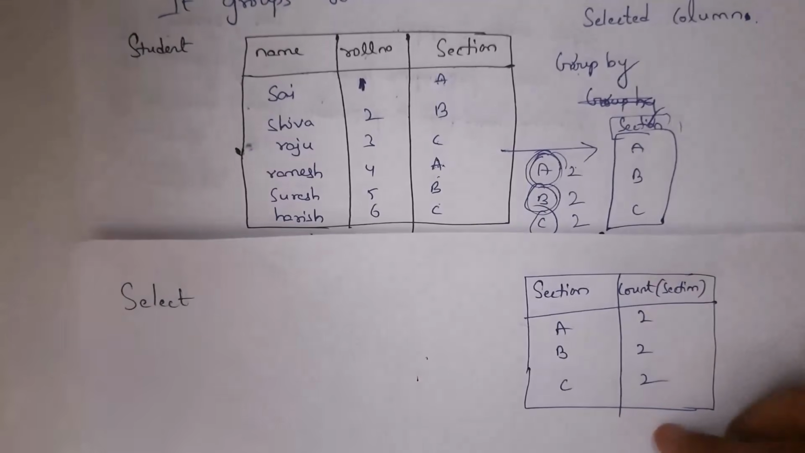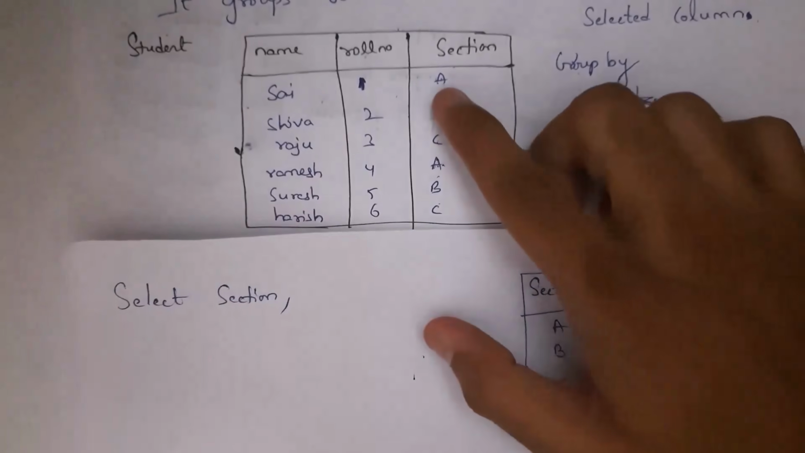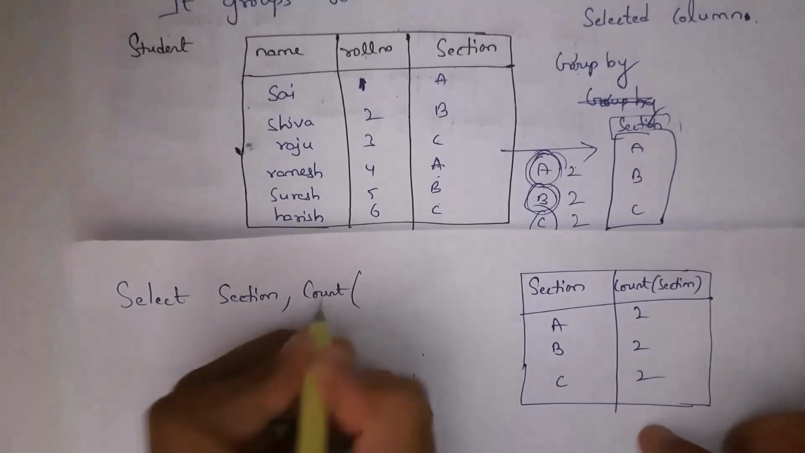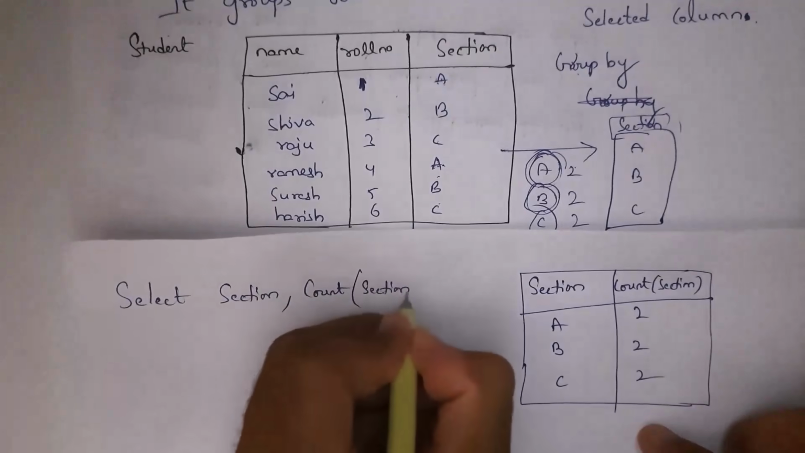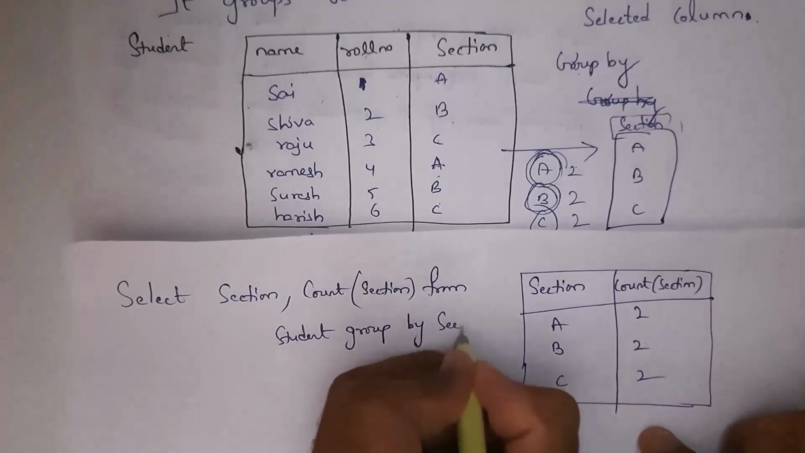So I need to write SELECT here. I want to select the section column, so write section. And I want to count the number of times sections are repeated, so write count. I'm using the COUNT function. So write COUNT of section FROM the table name, that is the student table, GROUP BY section.